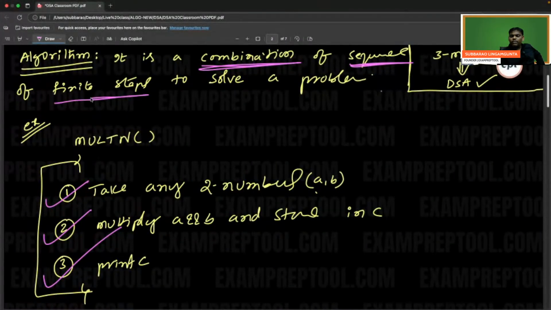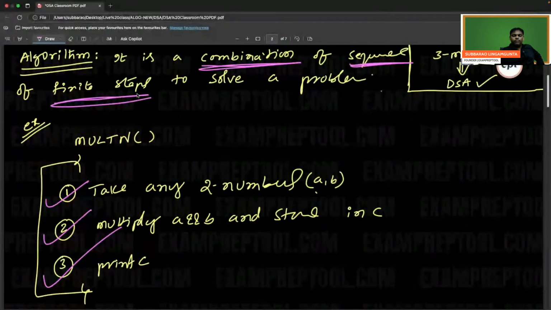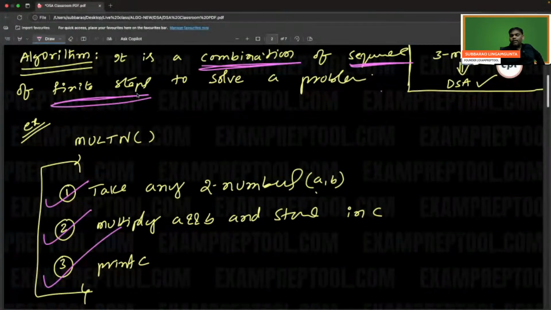Remember, finite steps. When you say algorithm, an algorithm should contain finite steps. So if you write something where infinite steps are there, it is not an algorithm. When you say it is an algorithm, only finite steps are allowed. When you say it is an algorithm, everything is compulsory.